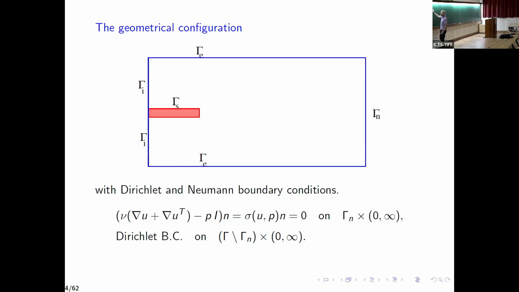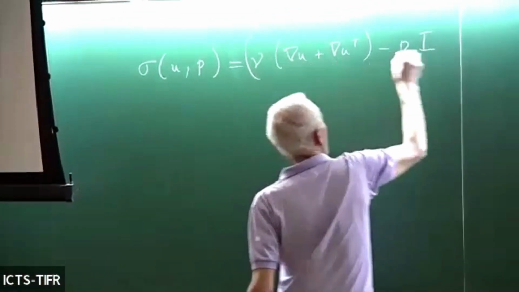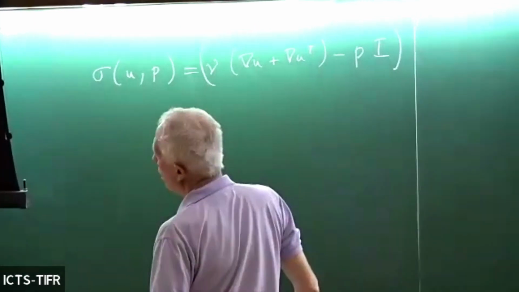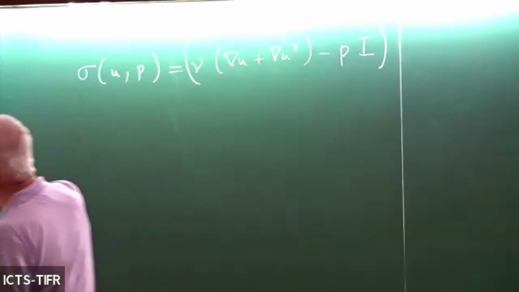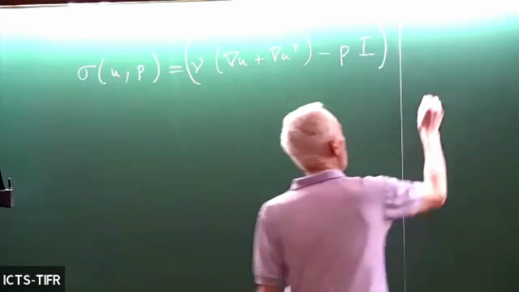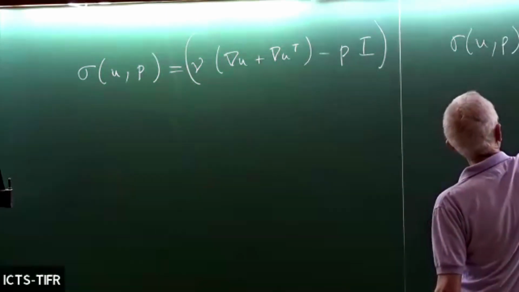I go here because I will use everywhere what is called the stress tensor, sigma equals 2 nu, grad u plus grad u transpose, minus p times the identity. Okay, this is the stress tensor, and so the Neumann boundary condition on gamma n is of this form.